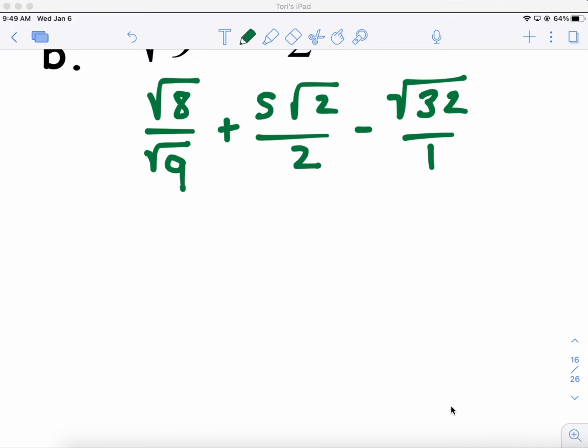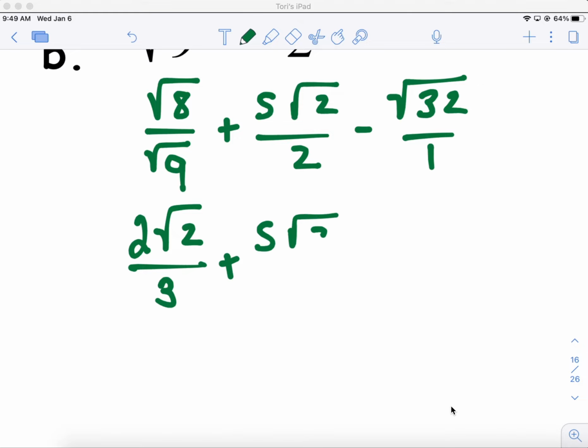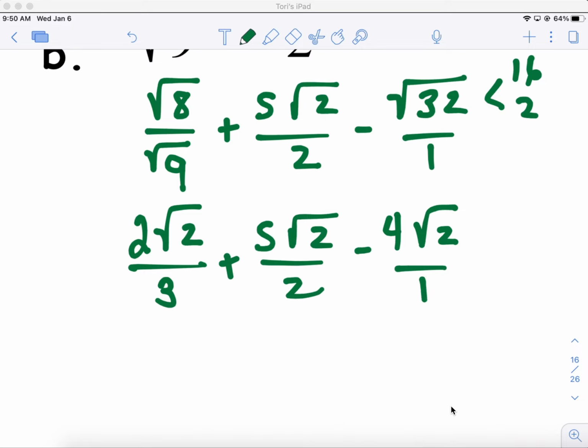I know that there's a square root inside of 8. There's a square root of 4, right? So I can say 2 square root 2. And I know the square root of 9 is the whole number 3. I can't do anything with 5 root 2 over 2. It's already rationalized. It's set to go. And I know that I can square root a number inside 32, right? Because that's 16 and 2. Square root of 16, oops, that's a minus, sorry. Square root of 16 is 4, so I have 4 square root 2 over 1.